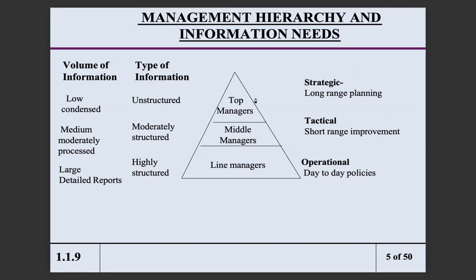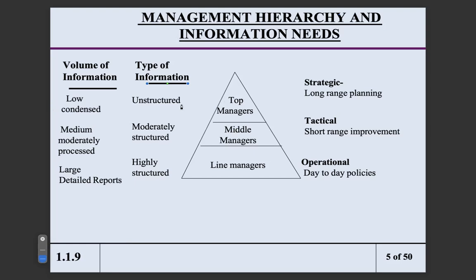Now here we have the management hierarchy and the information needs. All these previous theories are in a single slide as a summary. Here we have the volume of information and then the type of information. For the volume of information, we have low, medium, and large.